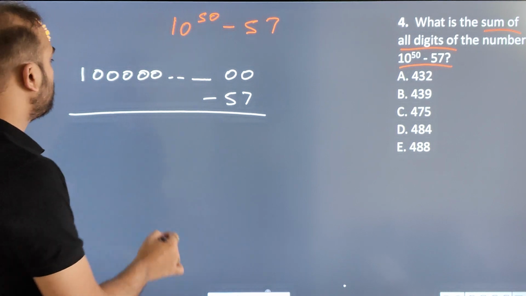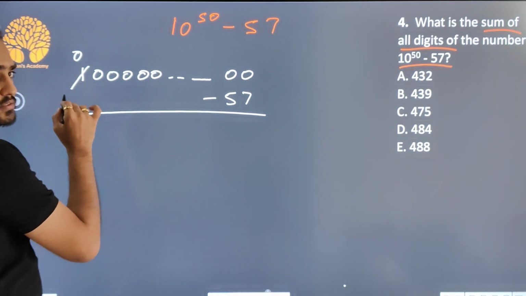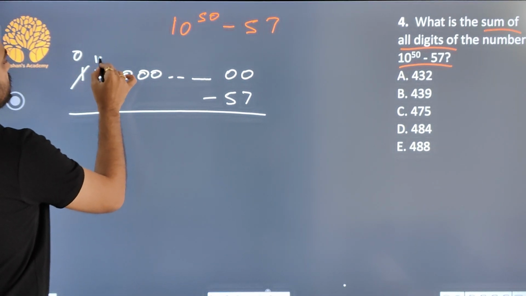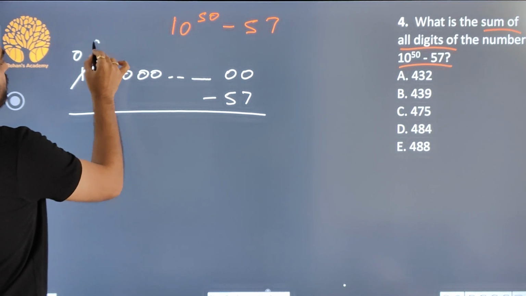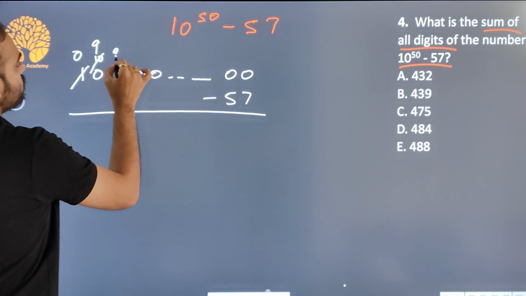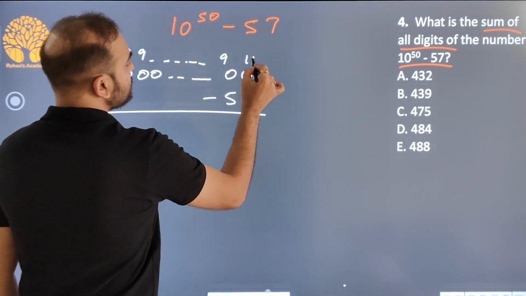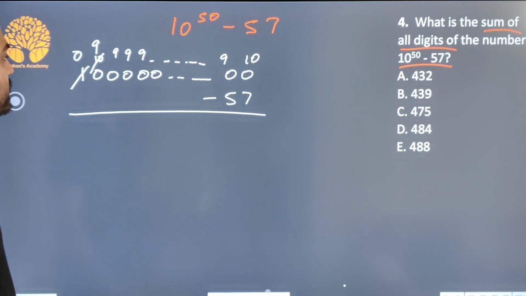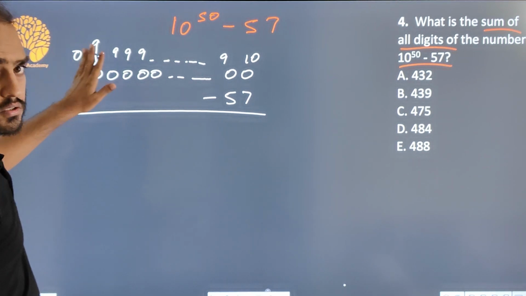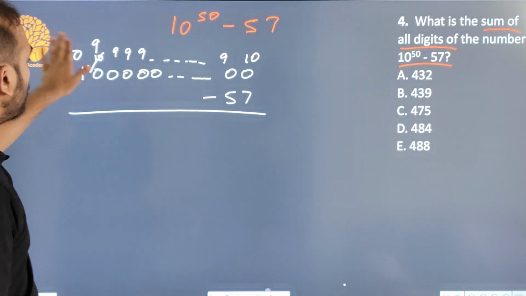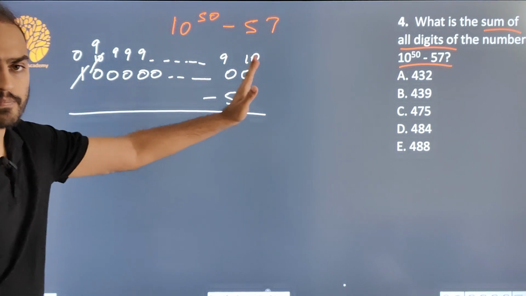0 minus 7 can't be done, so I start taking carryovers, right? This becomes 10, the 10 becomes 9, right? Goes on 9, 9, 9, continues. This is 9, this is 10, right? So what does that tell you? See, the 1 is gone. So there were 51 digits, 1 is gone. So now 50 digits are left.